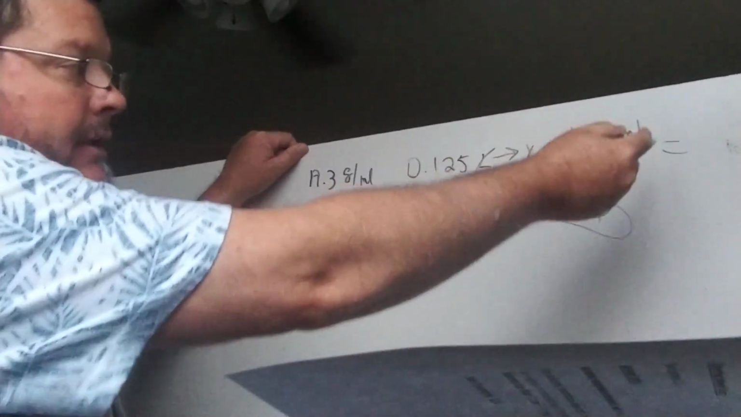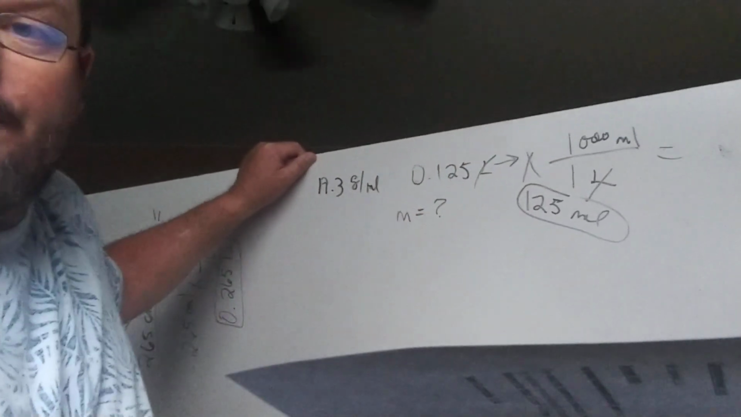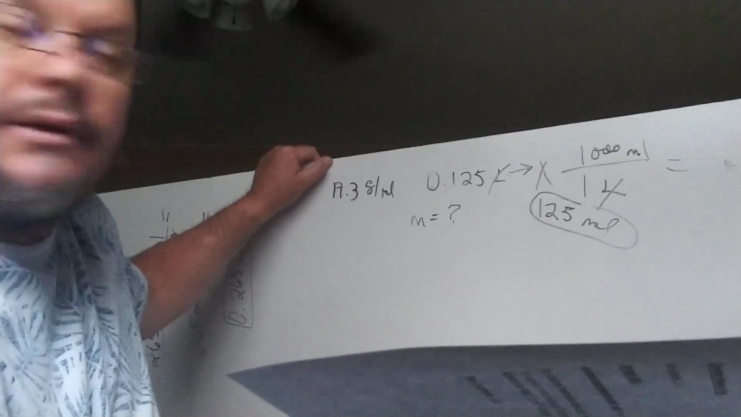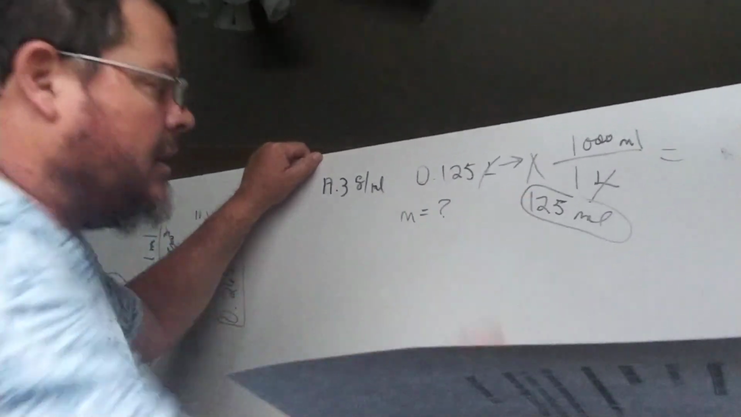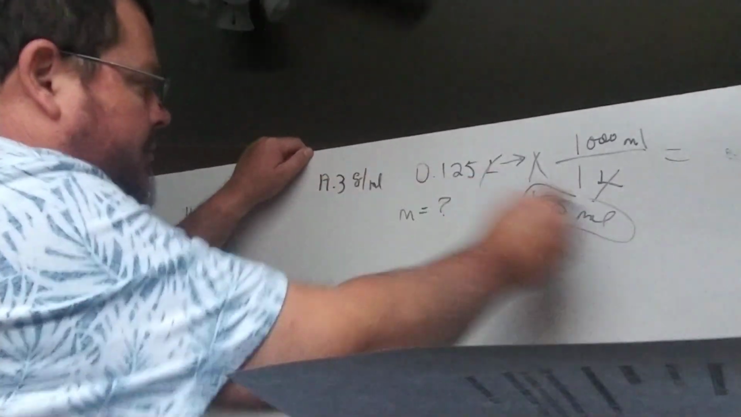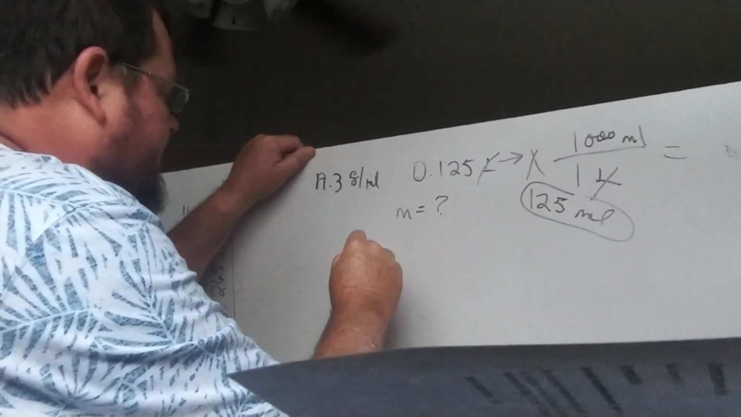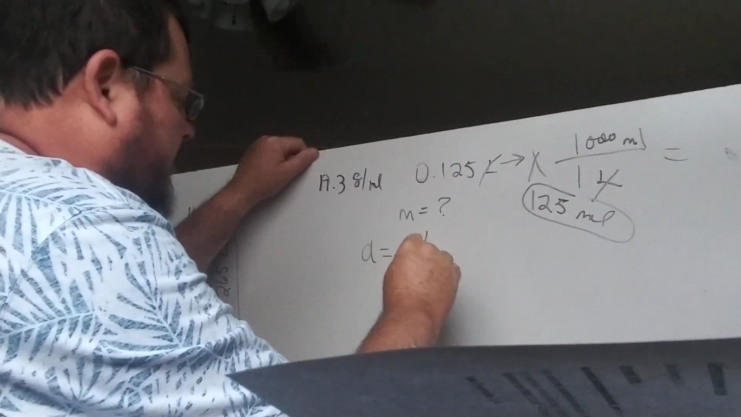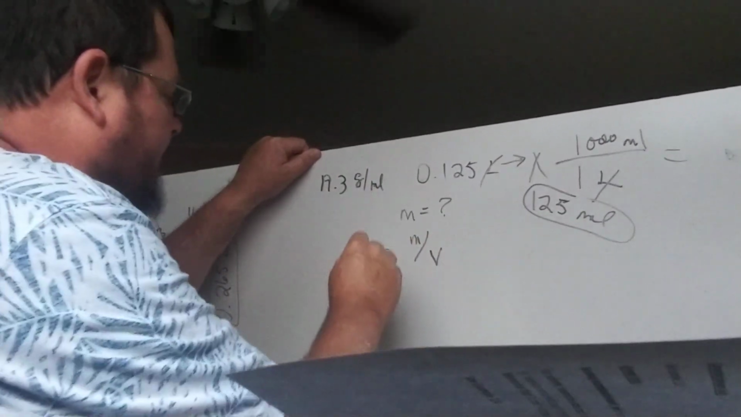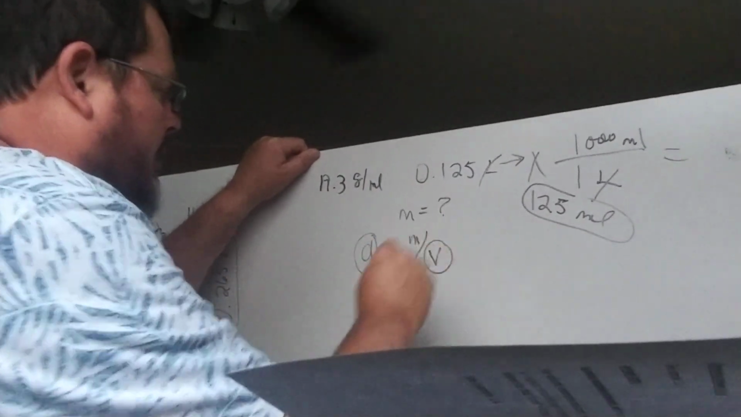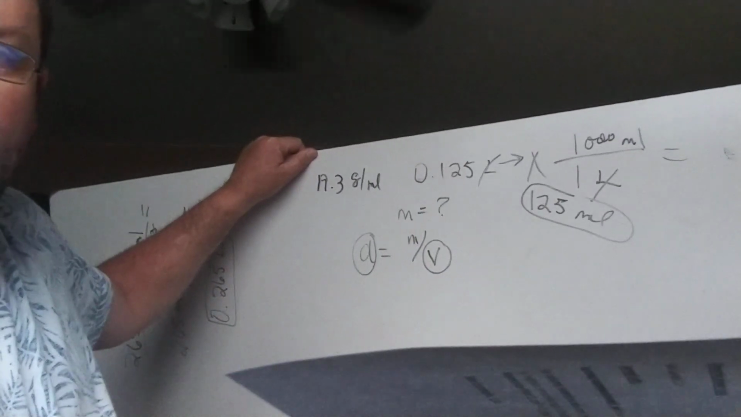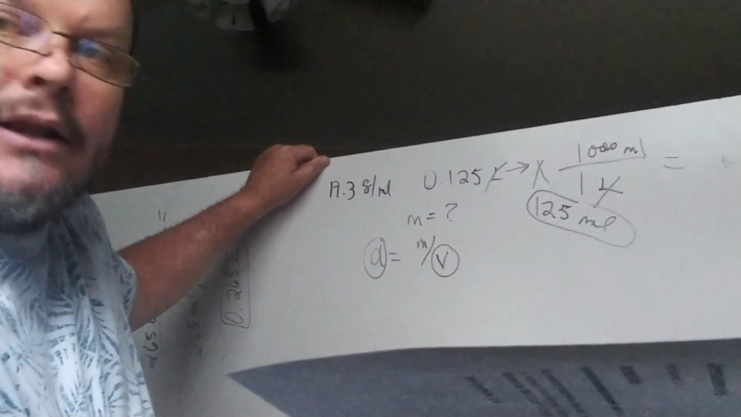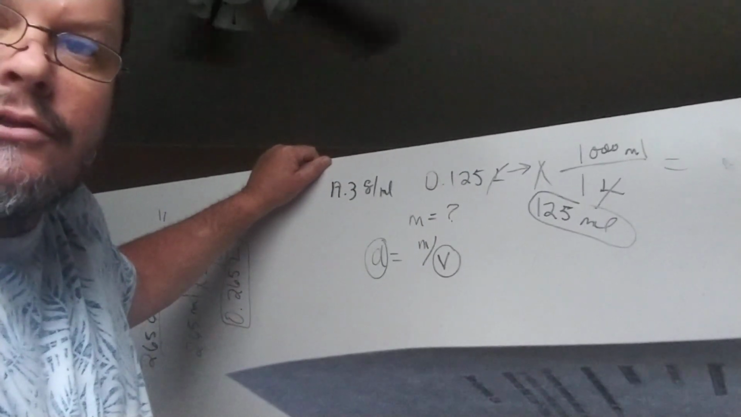I didn't have to set the equation up. I could have just moved the decimal 3 places because I know there's 1,000 milliliters in a liter. But I set up the equation and we did it that way. The answer is 125 milliliters. Now I got apples to apples. Remember, density equals mass over volume. I have density and I have volume. I need to solve for mass. What do I got to do to this equation? Well, I got to use algebra to rearrange the equation to solve for the unknown.